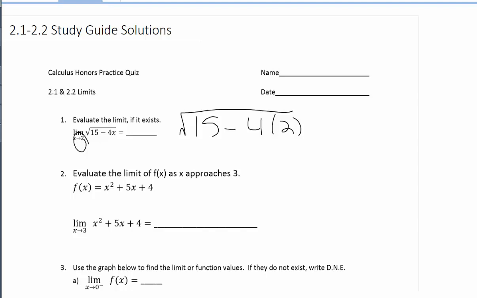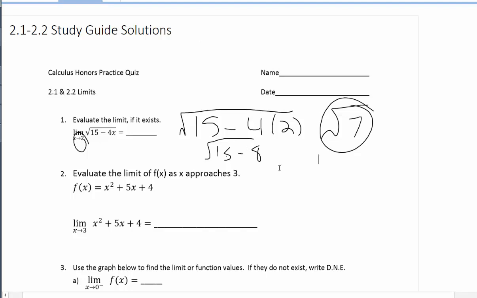Sometimes the limit is the same thing as a function value. So we have 15 minus 8. 15 minus 8 would come out 7, and that's still under square root. You get square root of 7. So that is the answer. Not any big calculus or major thought into that. Let's go to the next one.